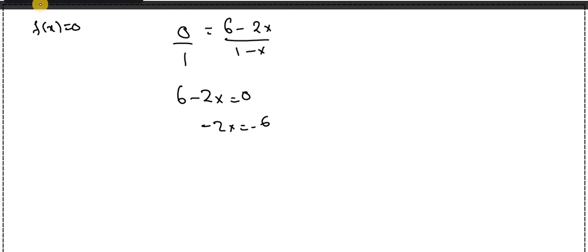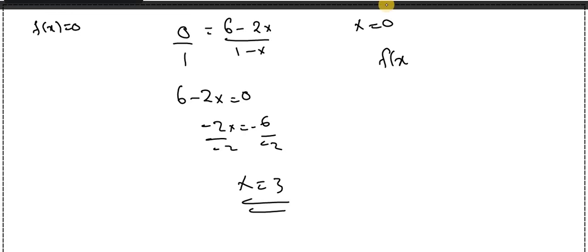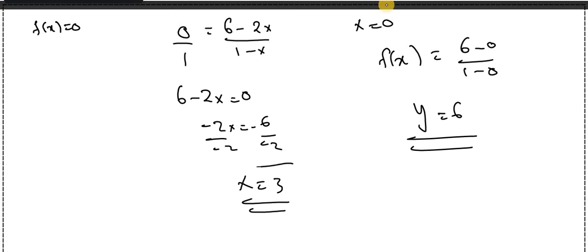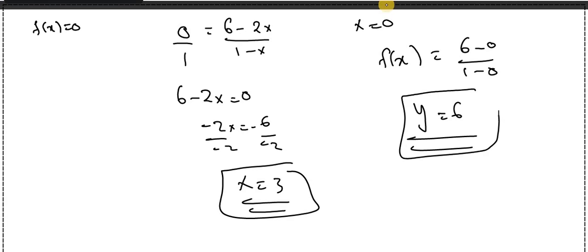This is going to be 0 is equal to 6 minus 2x over 1 minus x. When you cross multiply this, it will be negative 2x is equal to negative 6. Divide by negative 2, meaning x is equal to 3. Then wherever there's x, when you put a 0, f of x is equal to 6 minus 0 over 1 minus 0, meaning y is just equal to 6. So we have the x-intercept and we have the y-intercept.